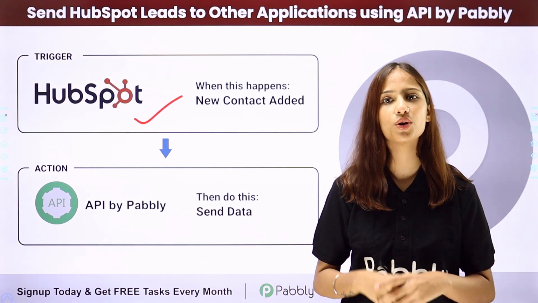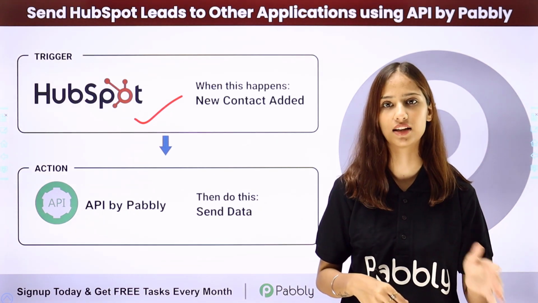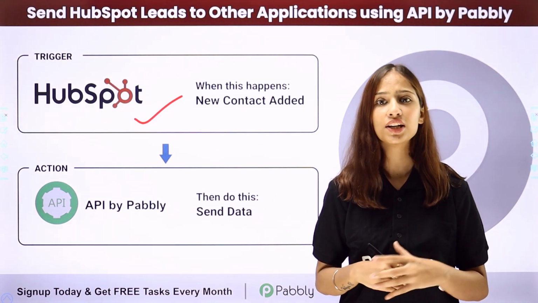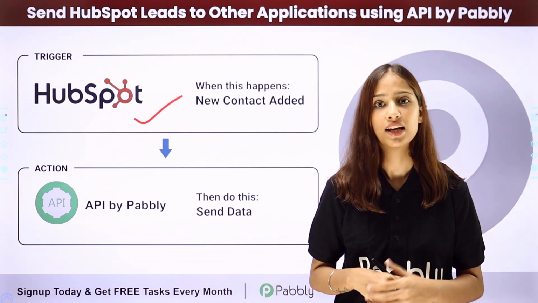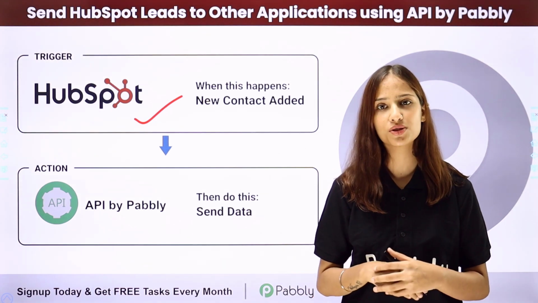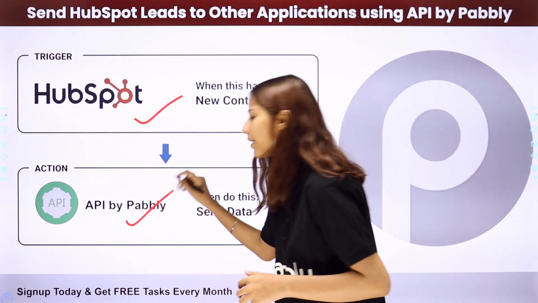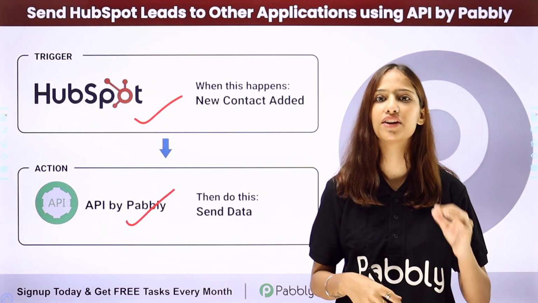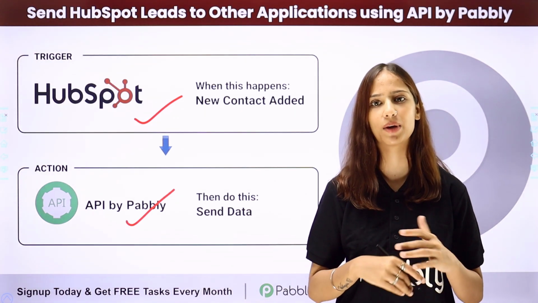Let us say that you want to create a contact in MailerLite. So let's assume that MailerLite and Pabbly Connect do not have a native integration. In this situation, we will be using a feature that is API by Pabbly to integrate both of these applications. You can integrate different applications with the help of API by Pabbly.